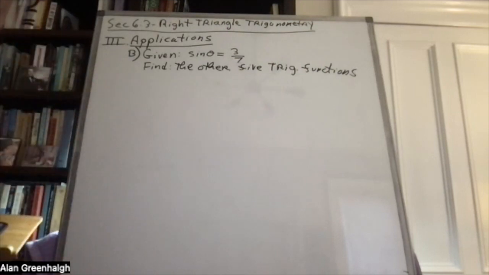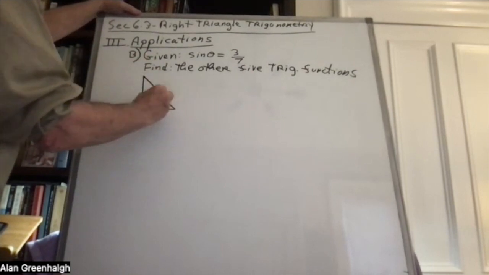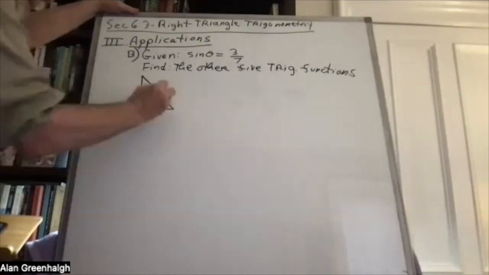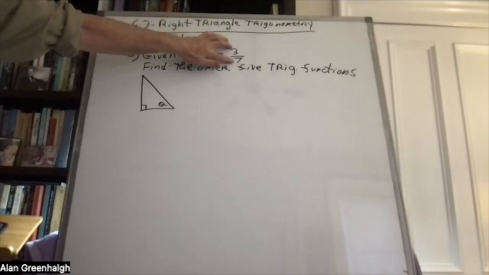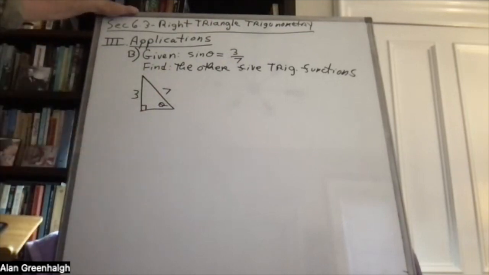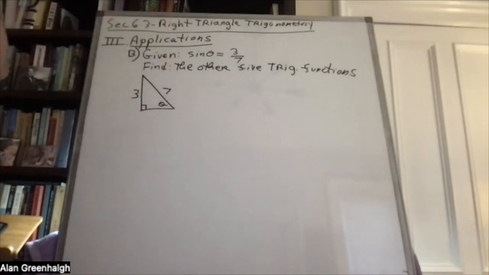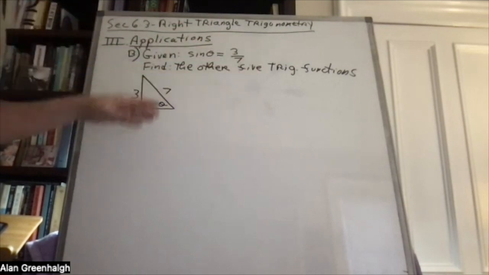How would you go about doing that? Well, what you would do is draw a triangle. This is theta. We know that sine is opposite over hypotenuse. So this would have to be 3. This would have to be 7. Sine is opposite divided by the hypotenuse. Now, knowing that, we're going to find all the other 5 functions.